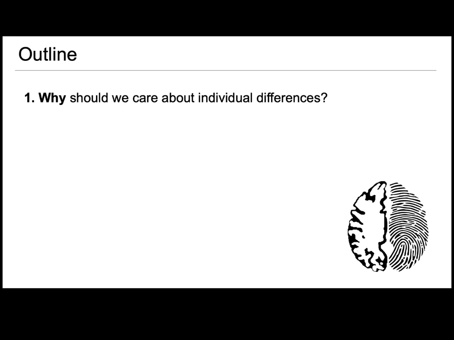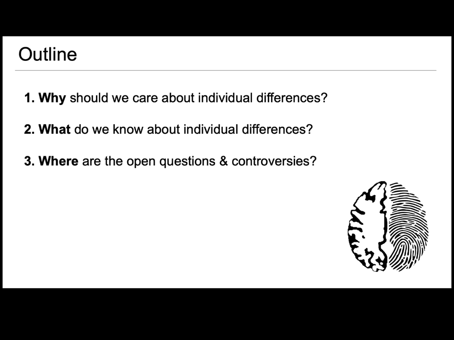So with that definition, I'll give you an outline of my talk today. The talk will be 3 sections, although the last will be by far the longest, so bear with me. I'll first start by convincing you why we should care about individual differences. Then I'll tell you more or less what we know about individual differences so far. And finally, I'll spend a lot of time talking about where the open questions and controversies are in this line of research. So starting with the first one, why should we care about these individual differences in the brain?